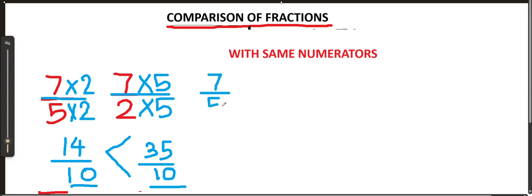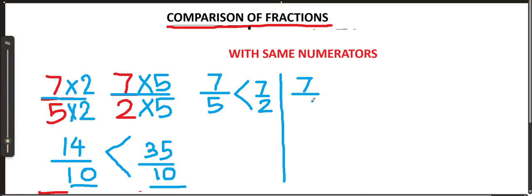So 7/5 is less than 7/2. What about we try out a different method? Another one, okay? I'm definitely going to show you the short form. I'm going to stick to that. I stick to my words, but let us give it a try.